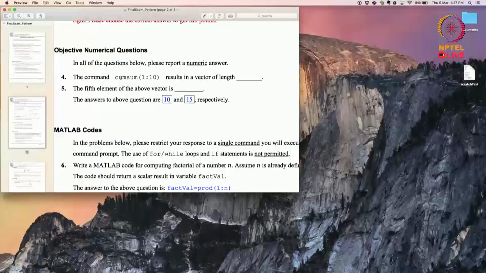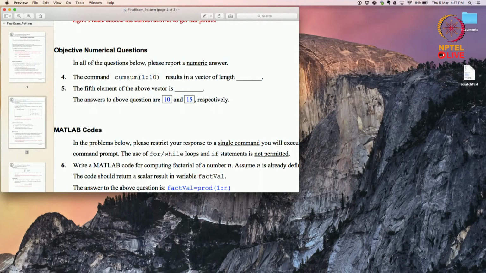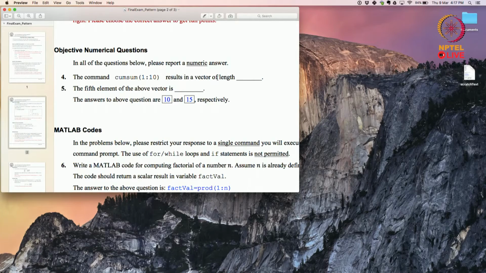Just an example over here, cumsum is cumulative sum. So cumsum of 1 to 10 will result in a vector of size 10. The first element is 1, second element is 1 plus 2, that is 3, third element is 1 plus 2 plus 3, that is 6, fourth element is 10, and so on up to the final element. So what's the size of the vector? The size of the vector will be 10, so the answer over here will be 10. Fifth element of the vector is 1 plus 2 plus 3 plus 4 plus 5, that is equal to 15. So over here please enter the value 10, over here please enter the value 15.